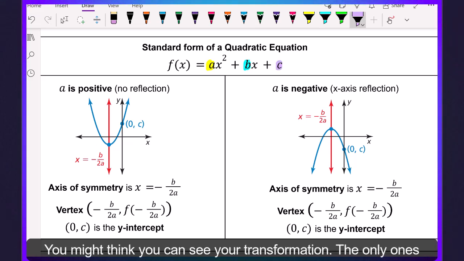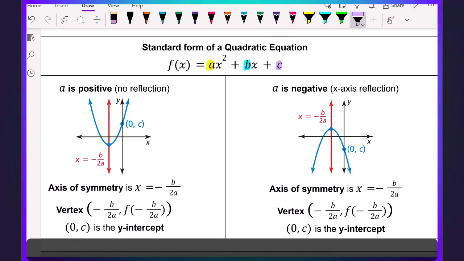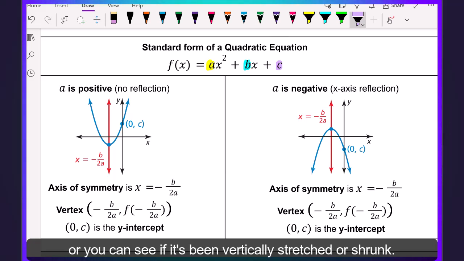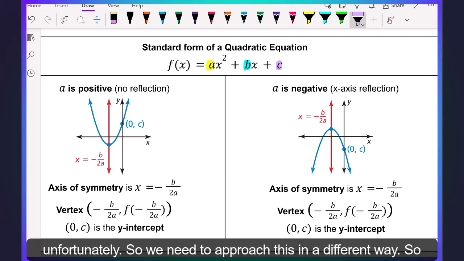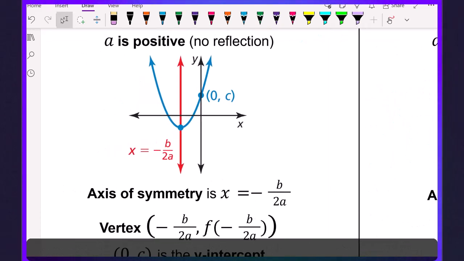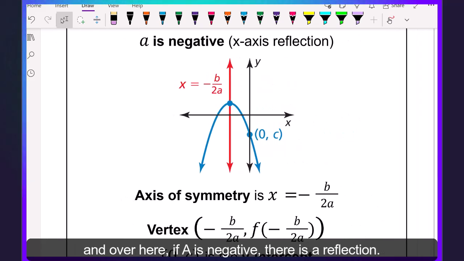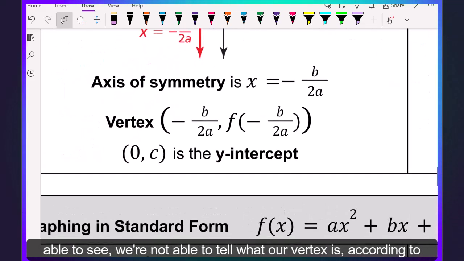You might think you can see your transformations. The only ones that you could see are your reflection over your x-axis, or you can see if it's been vertically stretched or shrunk. You cannot tell if it's been shifted left, right, up, or down, unfortunately. So we need to approach this in a different way. So you can kind of tell right here, if a is positive, there's no reflection. And over here, if a is negative, there is a reflection. But we have something that's new that's very important. We're not able to tell what our vertex is according to our transformation.